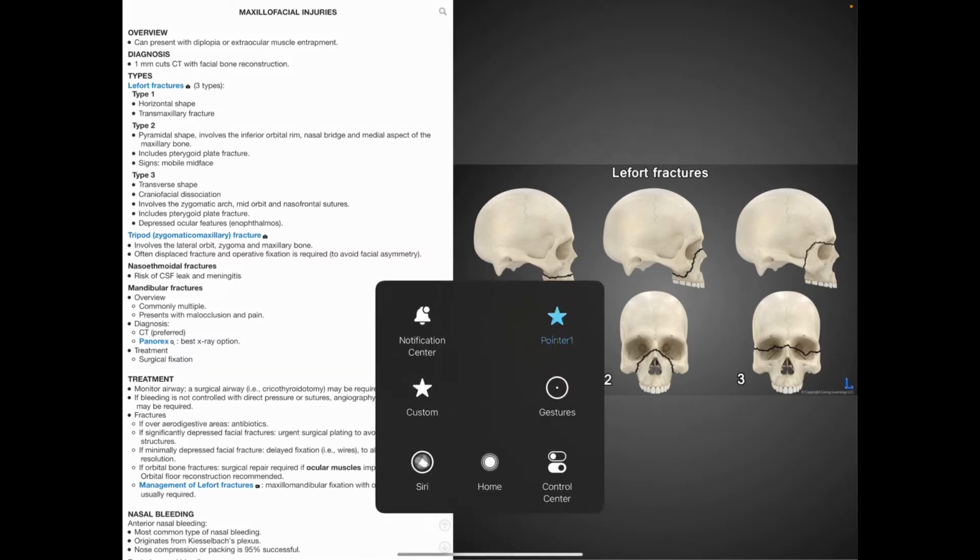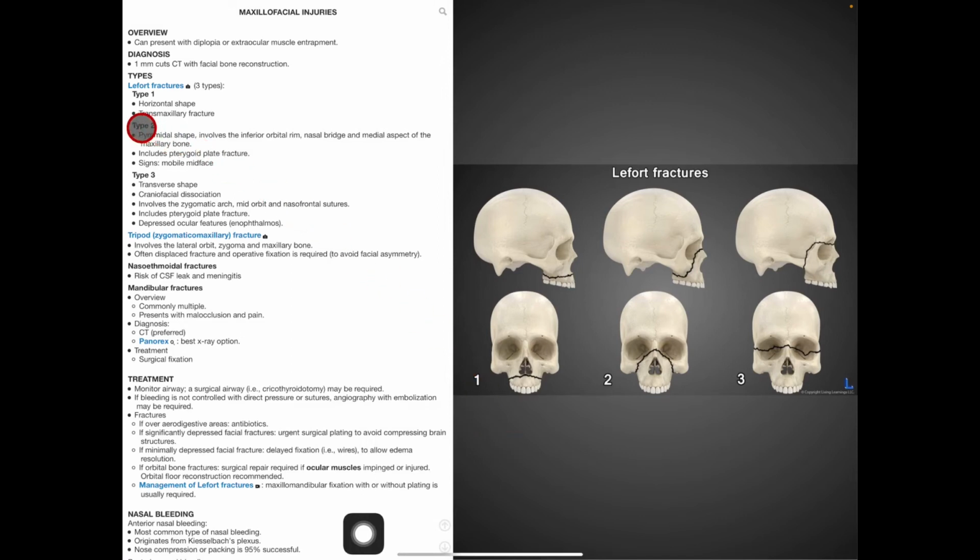One common finding in these fractures, especially the type 2 Lefort fracture, type 3 Lefort fracture, and the tripod fracture, is diplopia, also known as double vision. Diplopia is caused by the extraocular muscles being snagged down by these sharp fracture lines seen here and over here. When that happens, the muscle cannot move through its full range of motion. Therefore, you get double vision.